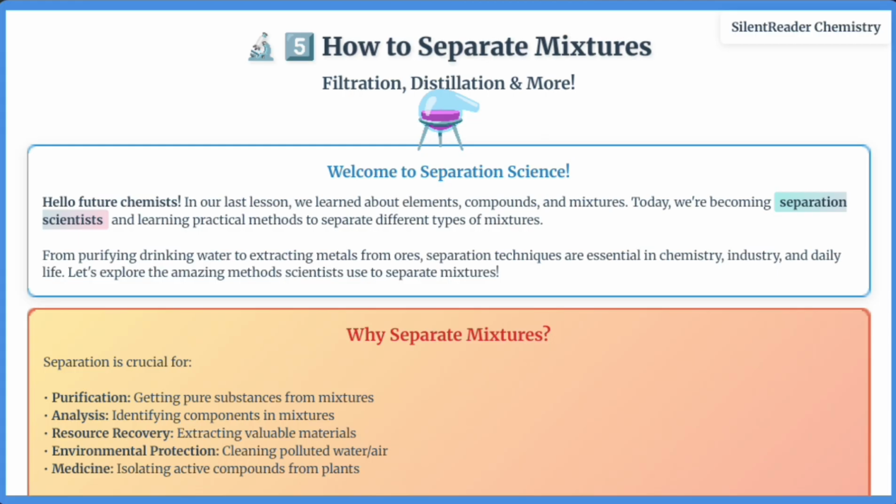Remember, we separate mixtures using physical methods that exploit differences in properties like size, solubility, density, boiling point, or magnetic behavior, while chemical methods are for compounds.